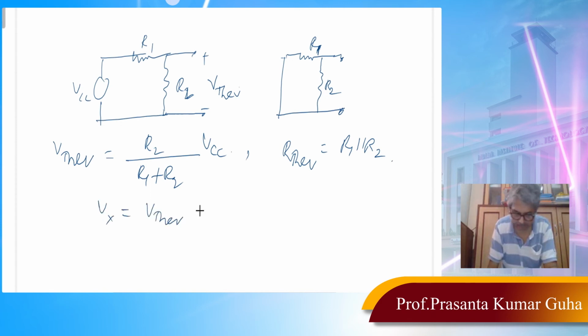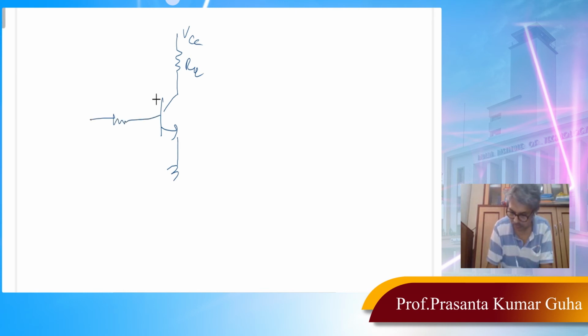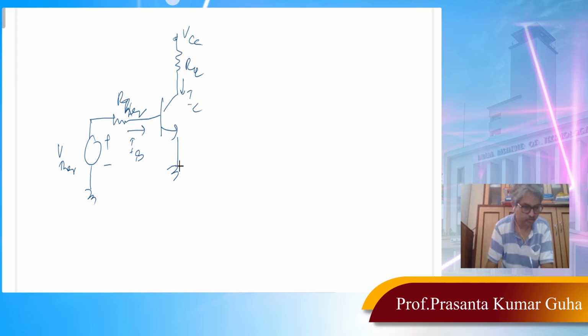Vx equal to obviously V Thevenin minus IB R Thevenin, because you see the new circuit can be drawn like this. R Thevenin and V Thevenin here. Okay, right. So if I remove everything and draw V Thevenin and R Thevenin, and the rest of the thing will remain the same, then you can write. So this is your Vx.